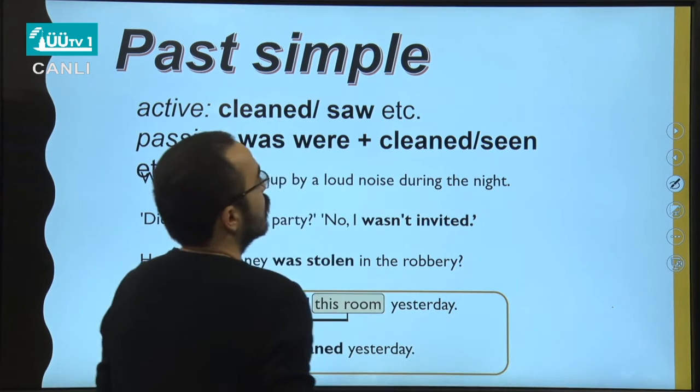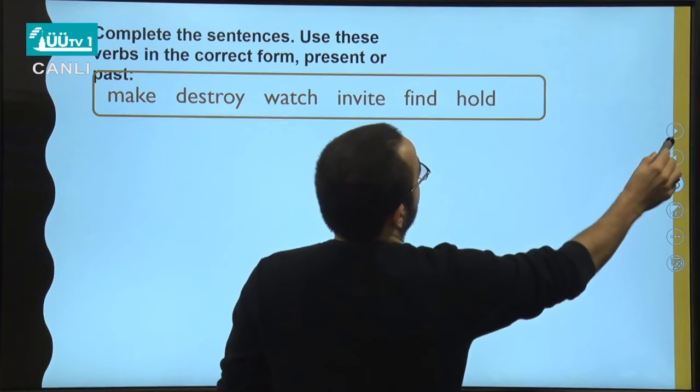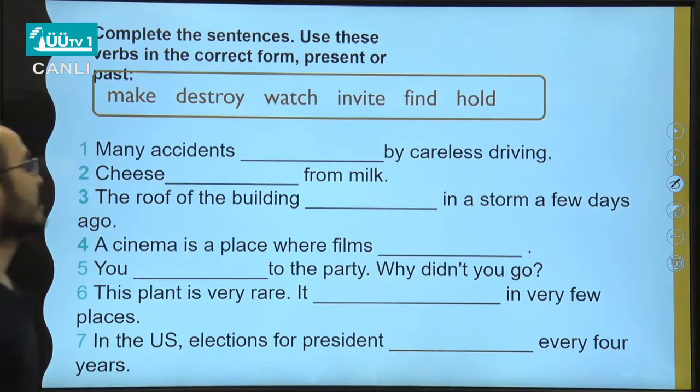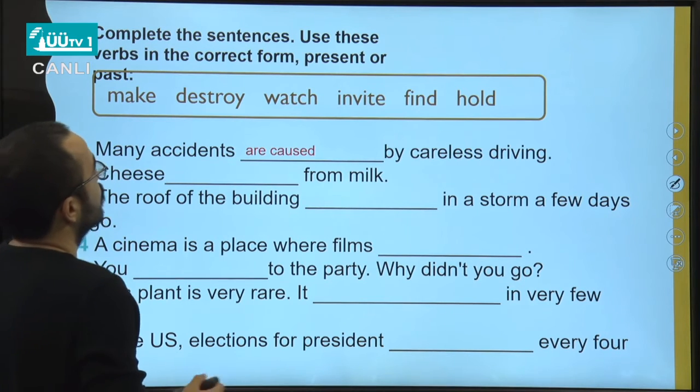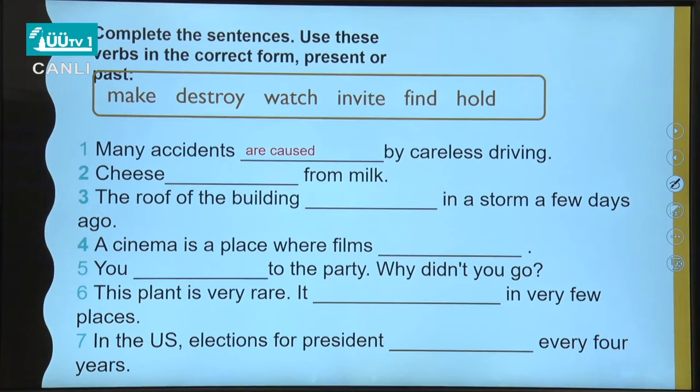All right, so let's do some exercises together in order to better understand this subject. Complete the sentences. Use these verbs in the correct form, present or past. Good. Make, destroy, watch, invite, find, hold. Many accidents, what? Many accidents are caused by careless driving, right? I'm giving you the first example.